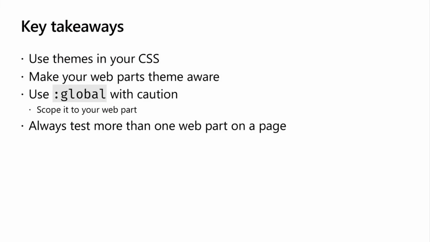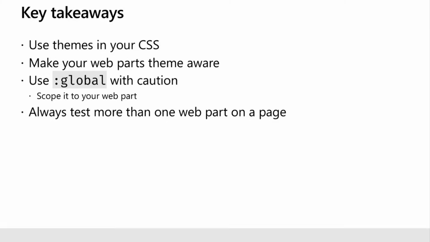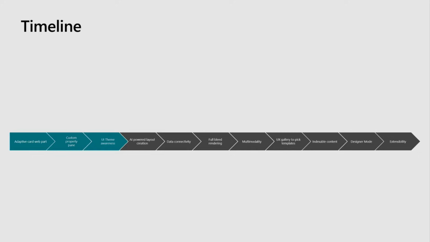So what are the key takeaways here? Use themes in your CSS, right? You can actually use the theme variables or the Sass variables to do that. Make sure that your web parts are theme aware, not just based on the page theme, but the section background of that section as well. If you're going to use global because you can't change the CSS class names, just use it with caution, right? Make sure that you scope your global CSS classes within your individual web parts. And probably more importantly, always test your web parts by having more than one on a page.